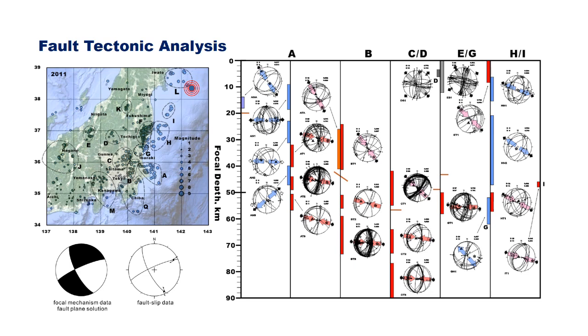At cluster A, in the lower part, NNW-SSE compression, but in the deeper part nearly EW compression. The stress is changing from the shallow part to the deeper part. This area corresponds to the subducting oceanic crust, and the shallow area to the continental crust.